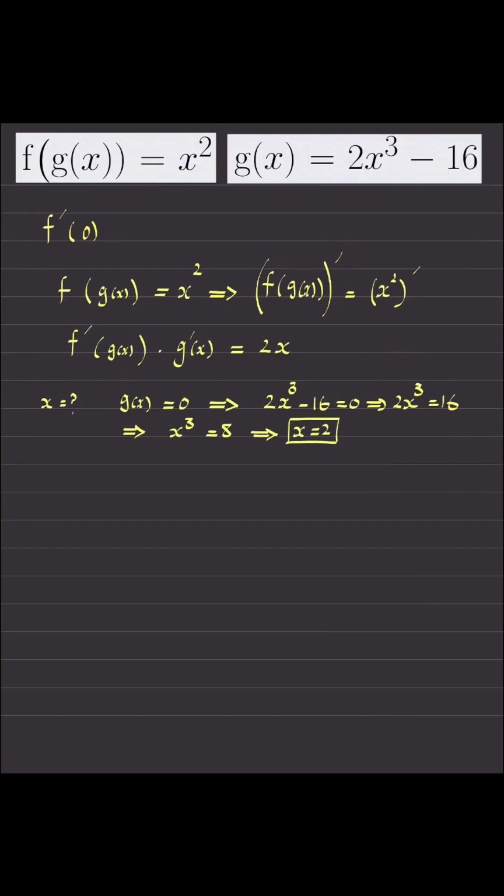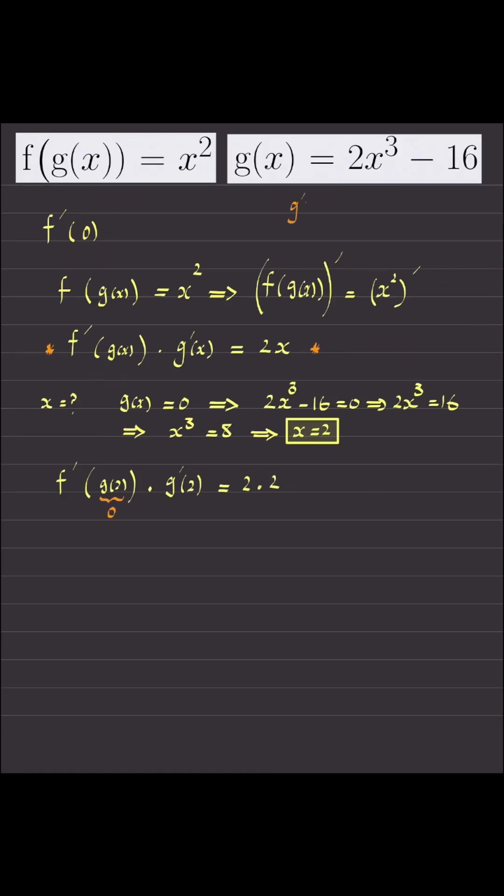Now I will go back to this relation here and replace x with 2 everywhere. Then it becomes f prime of g of 2 multiplied by g prime of 2, and the right hand side becomes 2 times 2. But as we just calculated, g of 2 is 0, and this gives me f prime of 0. But calculating g prime of 2 is very simple, so I calculate g prime of x.